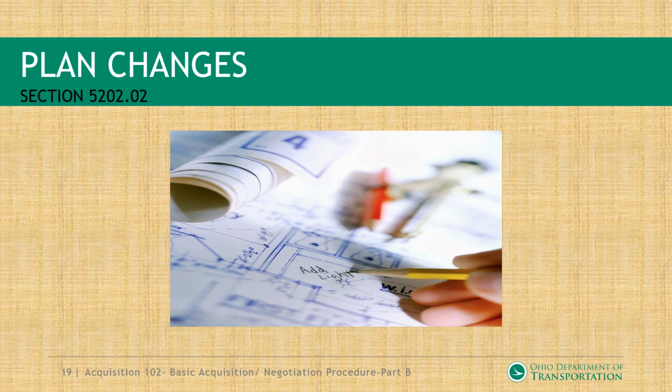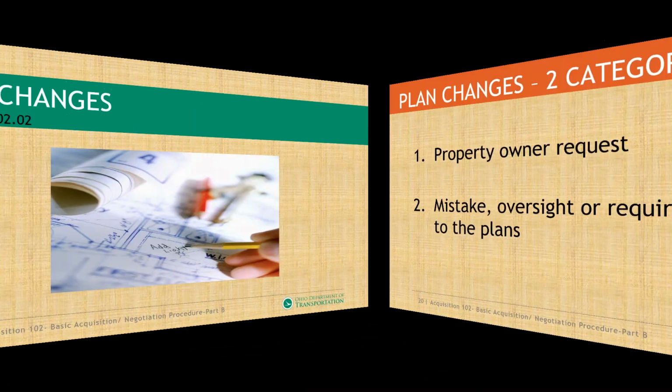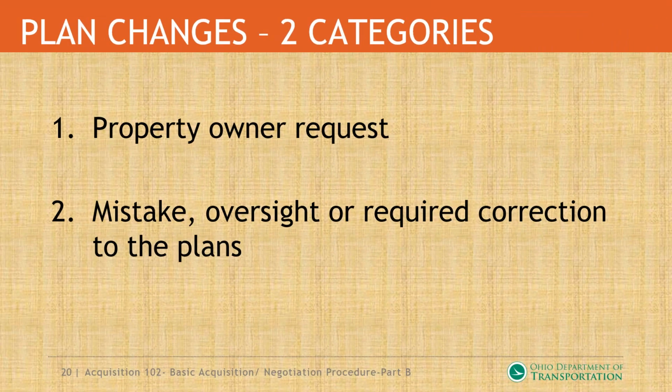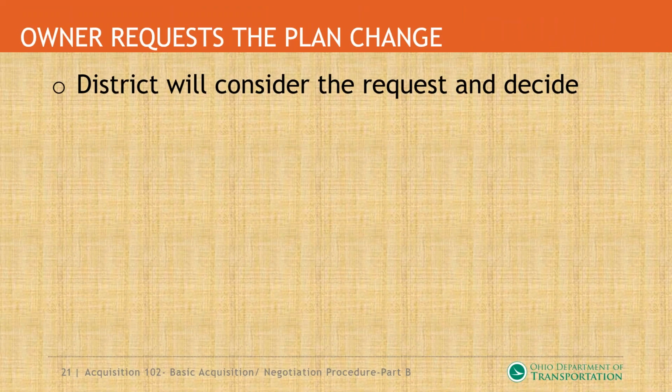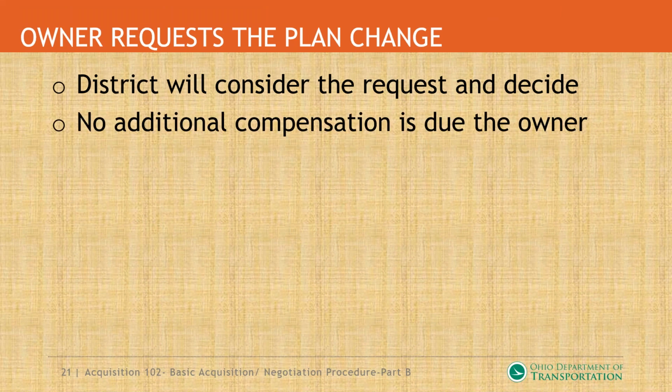All right, I'm going to go ahead and move on to the next section, plan changes. We have 2 categories of plan changes. Property owner requested plan change and a mistake, oversight, or required correction to the plans. So the district will consider the request and decide, and now we're talking about if the owner requests a plan change.